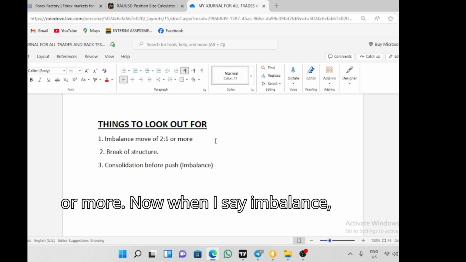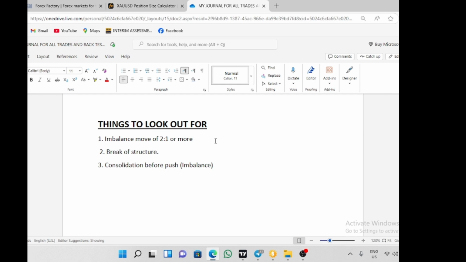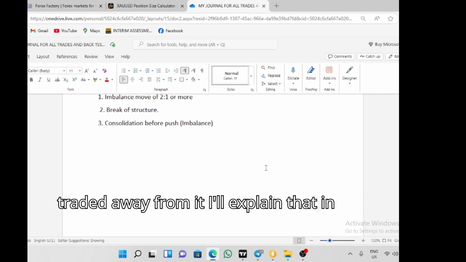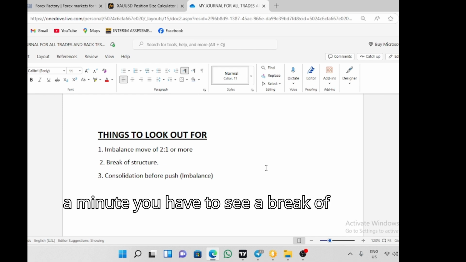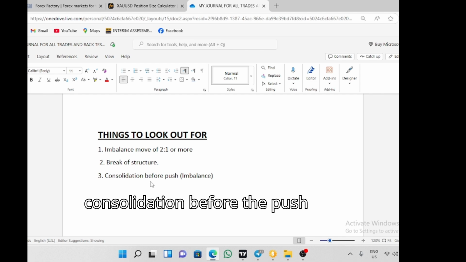Now when I say imbalance, imbalances are open price ranges where price is likely to go and tap it back after it has traded away from it. I'll explain that in a minute. We have to see a break of structure, and number three is actually controversial: consolidation before the push, which is the imbalance.